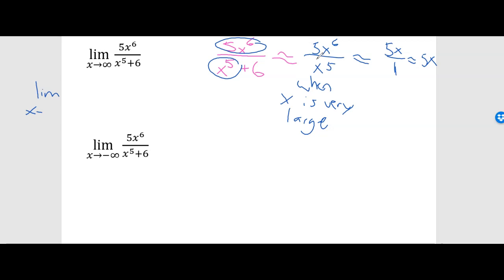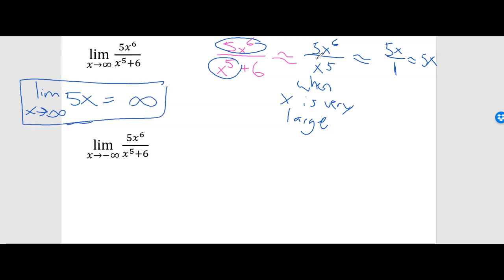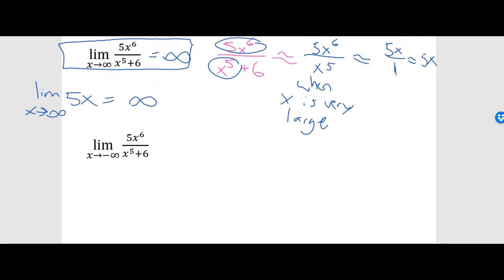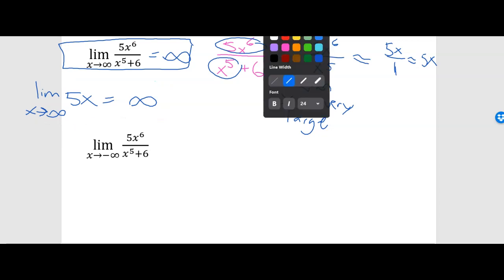So the limit as x approaches infinity of 5x, well, if I just keep substituting in larger and larger positive numbers for x, my y is just going to approach infinity. This function is a polynomial, and we talked about the rules for polynomials in our first video of this lesson. So this limit is equal to positive infinity. Likewise, this limit's equal to positive infinity. Let's erase this box. We don't need that one.